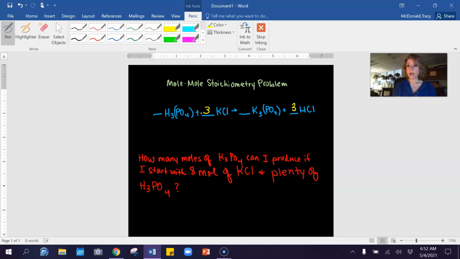Now, you balance equations not only to satisfy the law of conservation of mass, but also to ensure that you know how much of each reactant you need in order to generate products. The coefficients tell you how much you need. Because I have no coefficient in front of hydrogen phosphate, this means that I have 1 mole of hydrogen phosphate, and I'm combining it with 3 moles of potassium chloride, and I'm producing 1 mole of potassium phosphate and 3 moles of hydrochloric acid. So the coefficients tell you how many moles there are.